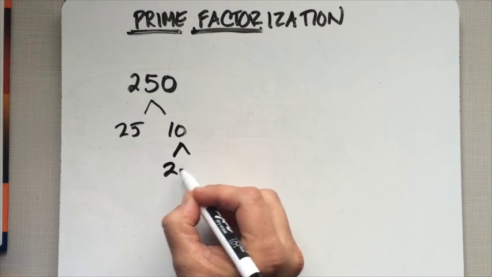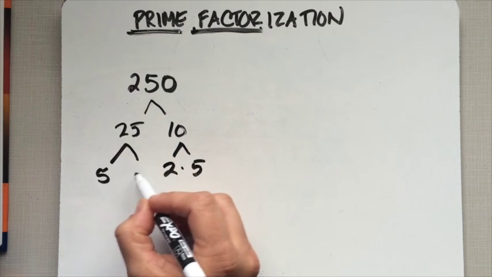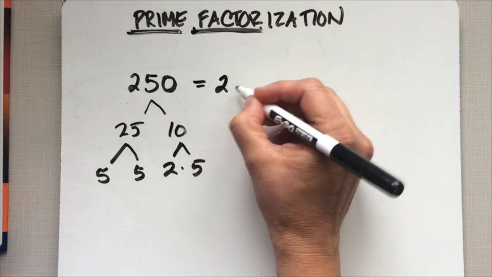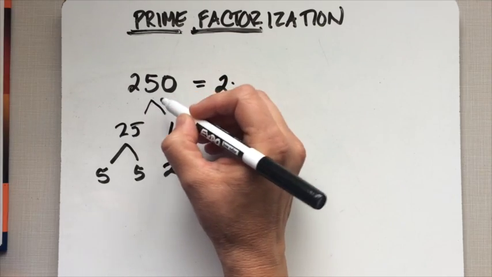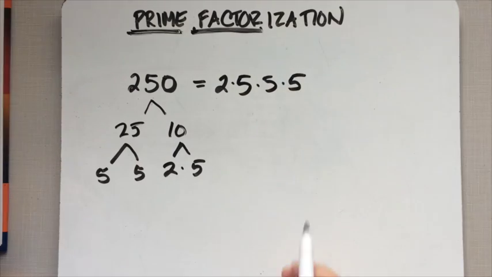Every 10 is a factor of 2 times a factor of 5, both prime. And 25 is a factor of 5 times a factor of 5. So the prime factorization of 250 is 2 times 5 times 5 times 5. 3 factors of 5 and a factor of 2.